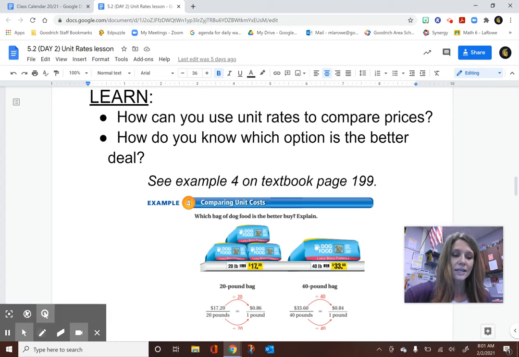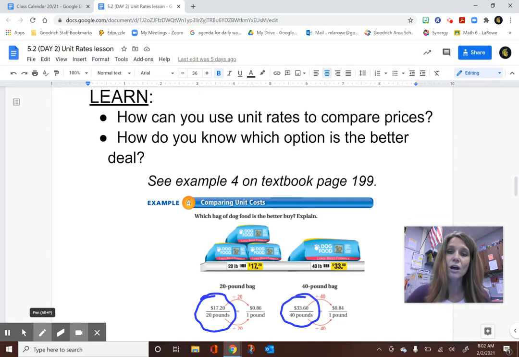So you would have seen on textbook page 199 that what they did first was they wrote a rate for each of the dog foods. We can pay $17.20 for a 20-pound bag, or we can pay $33.60 for a 40-pound bag. Now, at the store, they do show you things like this pricing on the shelves a lot of the times, where they show you the different size options.